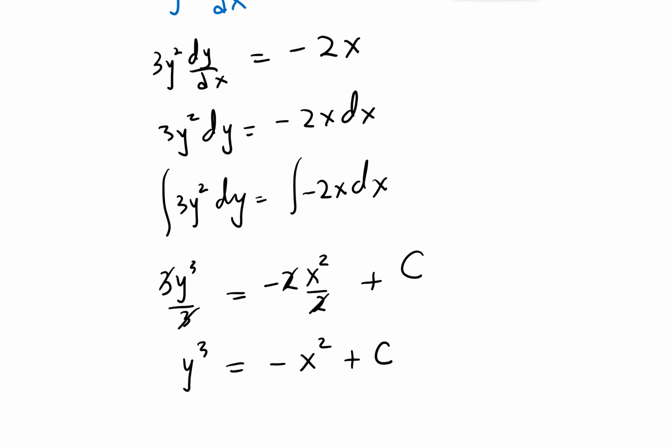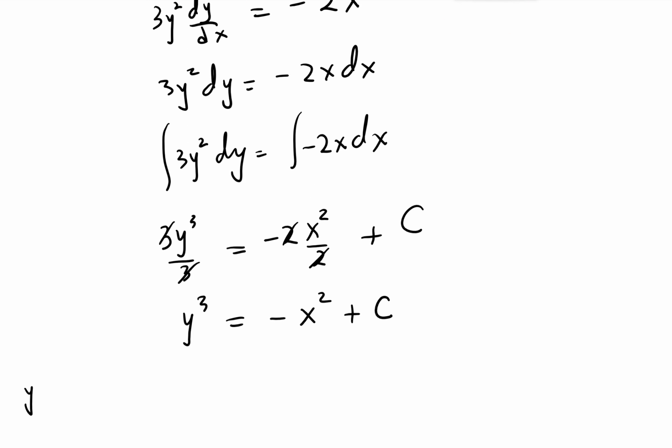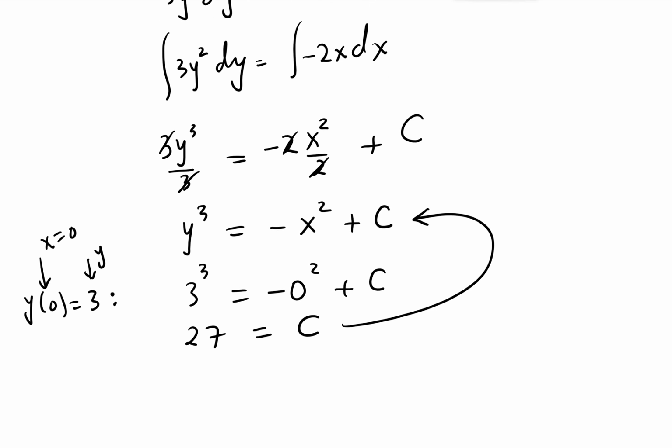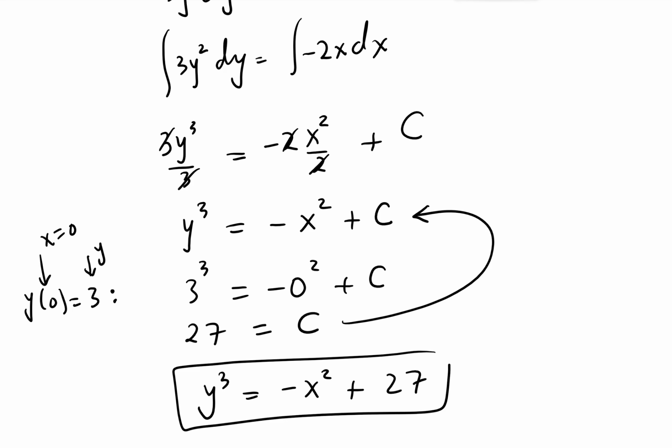Notice they give us a condition. They said y of 0 is 3. So y of 0 is 3. This means when x is 0, y is 3. So 3 to the third equals negative 0 squared plus c. So 27 is c. Then you're going to put that back in here. So you get y cubed is negative x squared plus 27. So for this particular value for c, this is called a particular solution.